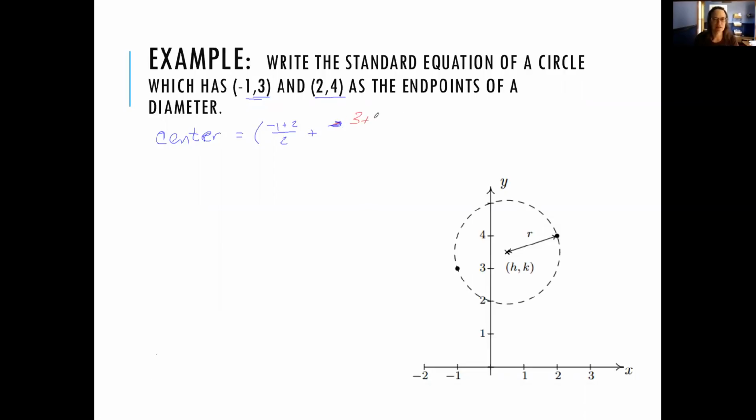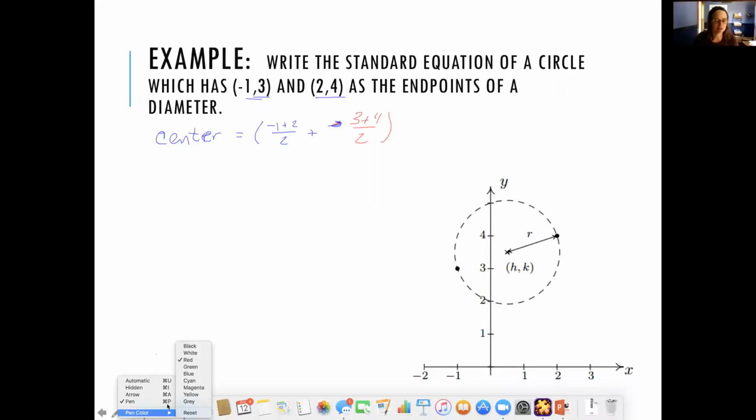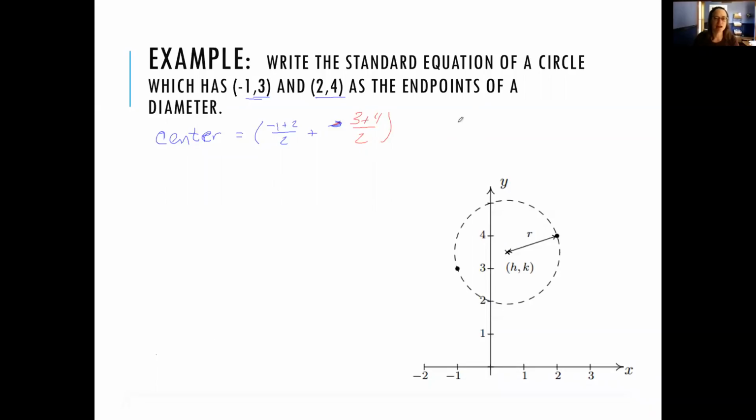3 plus 4 over 2, or at 1/2, 7/2. That's my center. Now how do I find my radius?